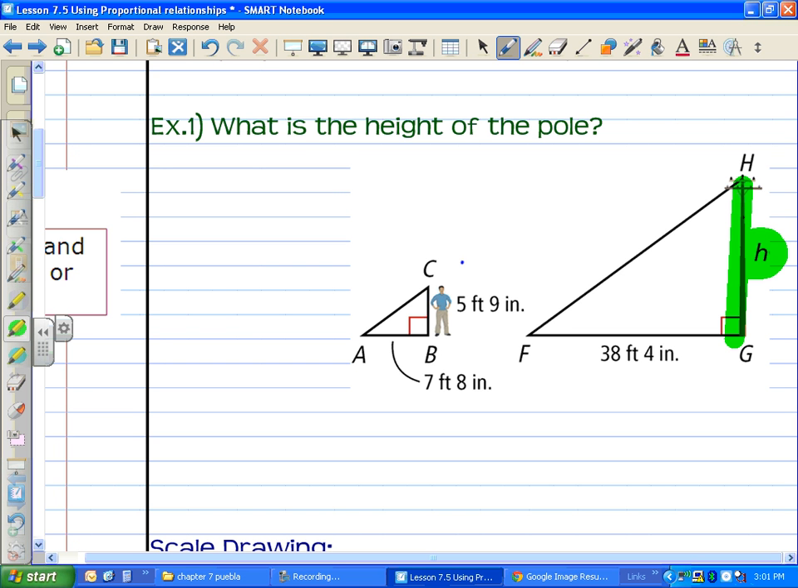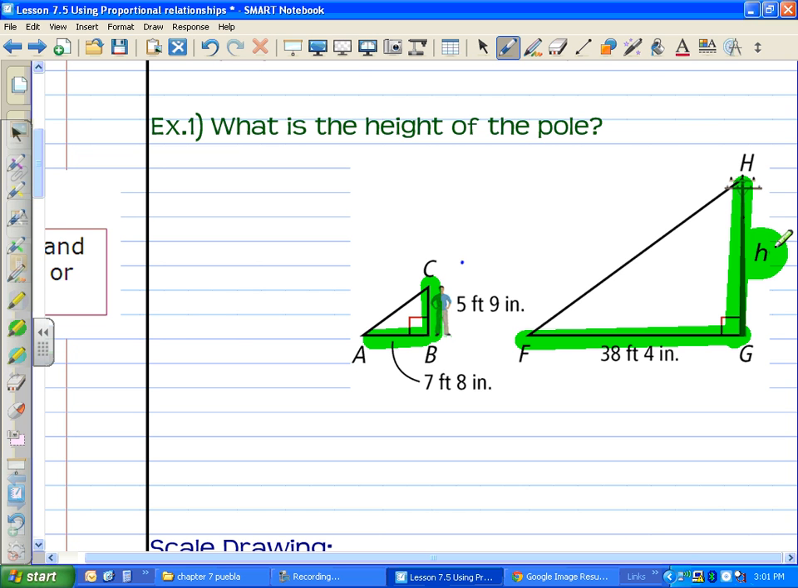You may not be able to measure how tall this pole is, but you'd be able to measure maybe the shadow that this pole makes. And you'd be able to measure how tall you are, and also your shadow. I did this with a couple students last year, and we're going to get to do some of this too. So we're going to be able to set up a proportion here. Let's go ahead and set up that proportion.